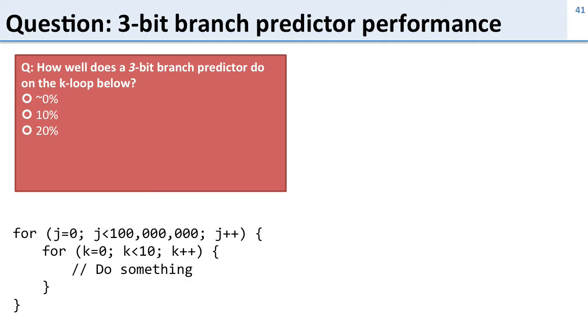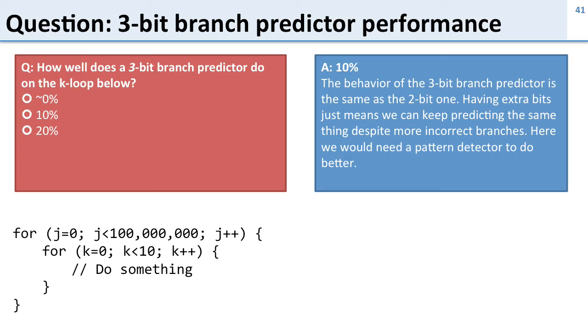So how well would a 3-bit branch predictor do on this loop? Well, a 3-bit branch predictor is going to be the same as the 2-bit one. We're already, with a 2-bit branch predictor, keeping the prediction that we're always taking the branch. A 3-bit branch predictor just means we keep it even more strongly, but it's not going to detect the pattern correctly. To do a better job predicting this branch, we need to know that every 10 times we go to that branch, we're going to do something different. So that's a much more complicated predictor.